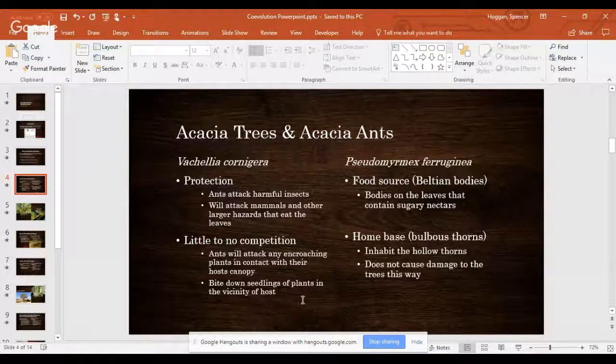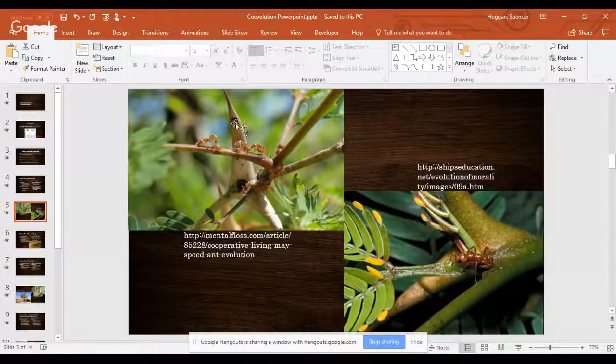The ants in this relationship get a food source from Beltian bodies, and I have a picture of those in just a second. They're little yellow bodies on leaves that contain sugary nectars. And, as I mentioned before, they get a home base or colony. They carve out holes inside these hollow thorns, and doing that doesn't cause any damage to the trees. In this picture, you can see there's a hole right here and another hole down here, and then we have these little yellow Beltian bodies, which are just sugary nectars.